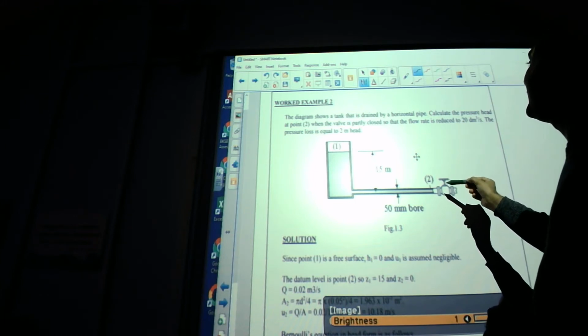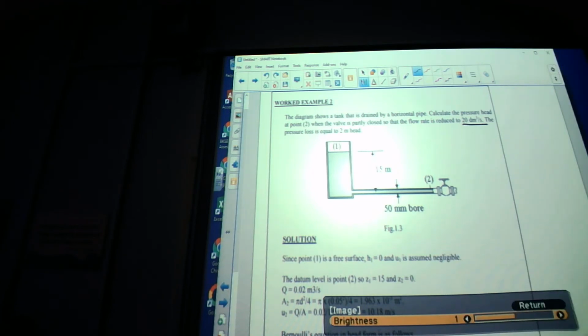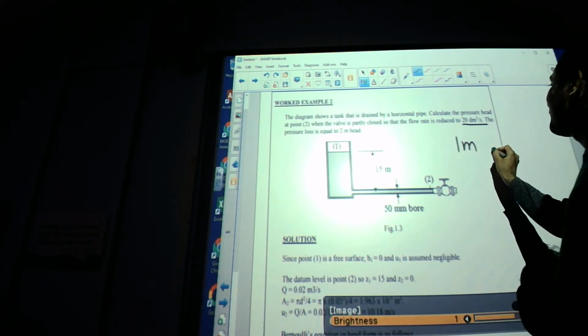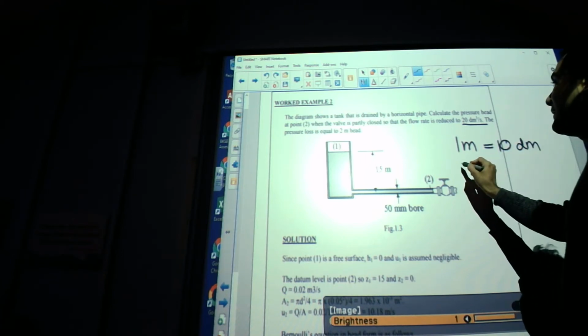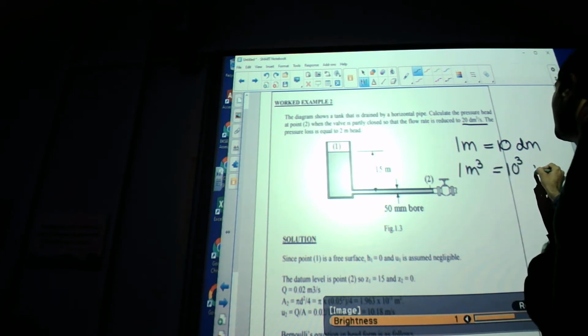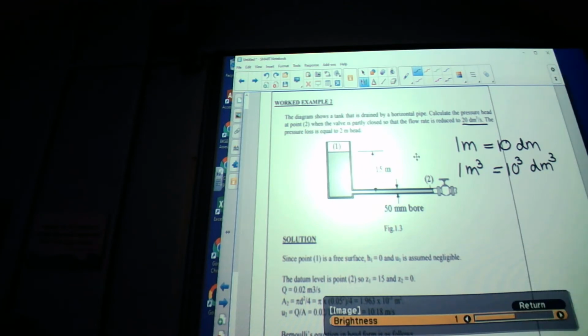So the flow rate is reduced to 20 decimeter. Okay, decimeter. In 1 meter, there are 10 decimeter. In 1 meter cube, there are 10 decimeter cube. Yeah, that's the unit conversion. Okay, pressure loss is equal to 2 meter head.